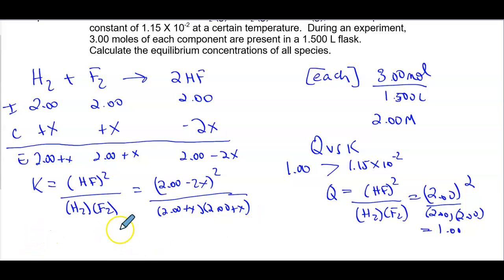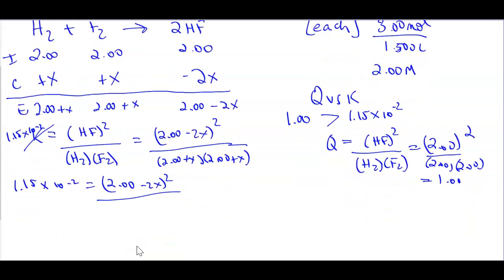So hopefully what you've noticed is that I didn't put this in here before, but we already know the value of K here from the word problem. This was 1.15 times 10 to the negative second. So 1.15 times 10 to the negative second equals 2.00 minus 2x squared over 2.00 minus x times, and those two are going to actually be better said than that.